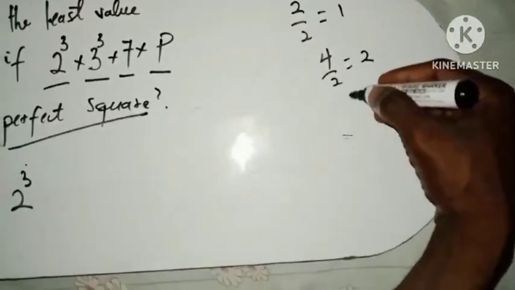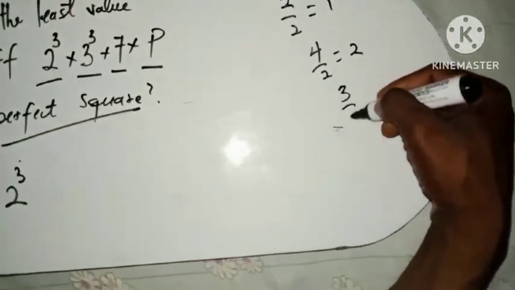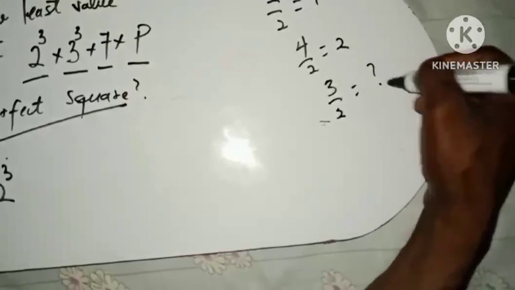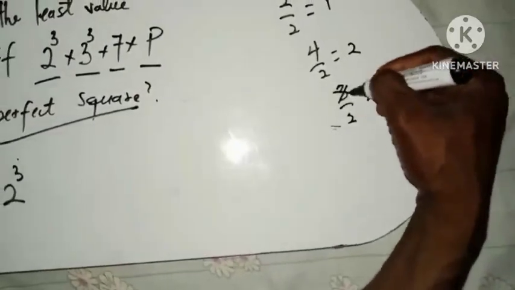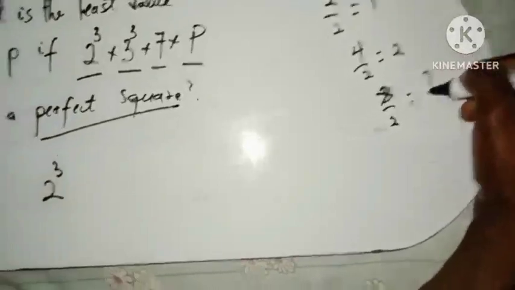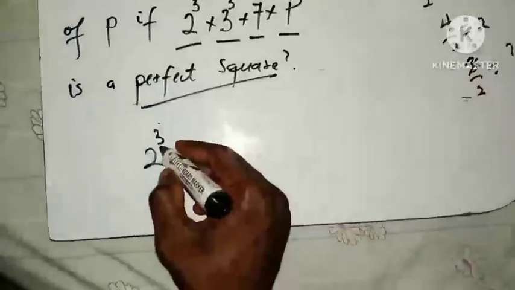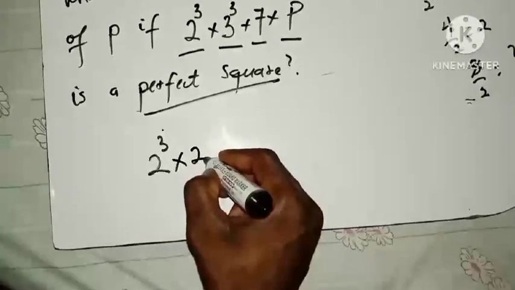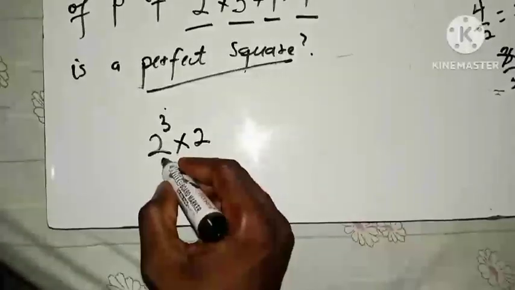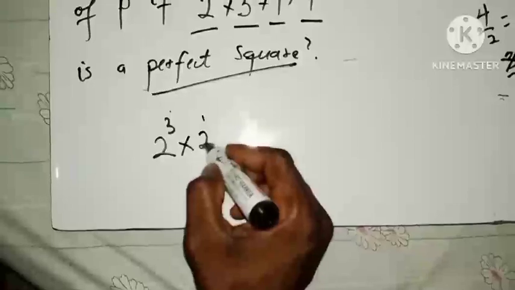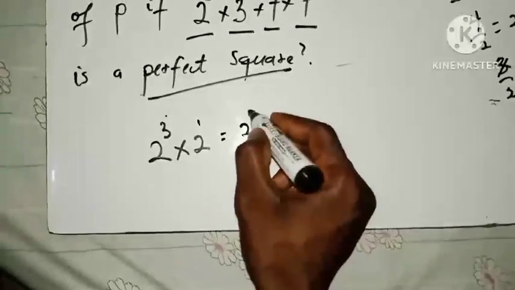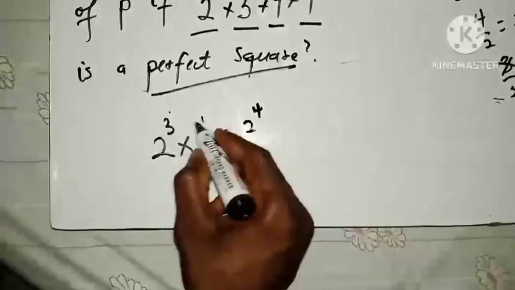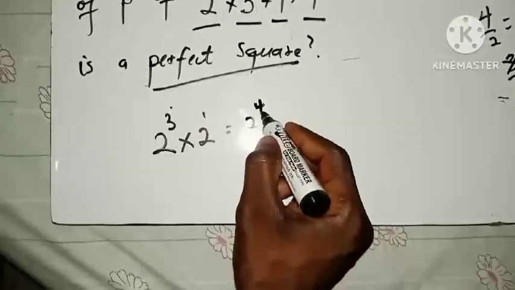So what about 3 divided by 2? There's a question mark here, 1.5. So this is not an even number. Is that okay? So that's what we are saying. This is exponent 3, so what are we going to do? Multiply this by 2, right? You are multiplying by this base, meaning that there's an exponent here. So here we are going to add 2 exponent 4, meaning that this has turned into an even number. Is that okay?